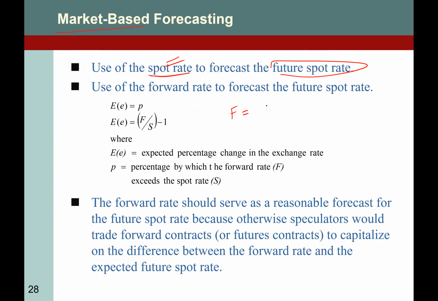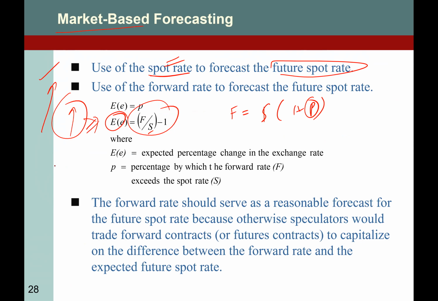Forward is equal to spot times 1 plus P, right? This is the premium. So here we know that premium is equal to forward over spot minus 1. You can predict that if the value is increased, it means the premium is going to be increased. It means the currency is going to be appreciated. If the premium is going to be decreased, then you predict that the currency is going to be depreciated in future.